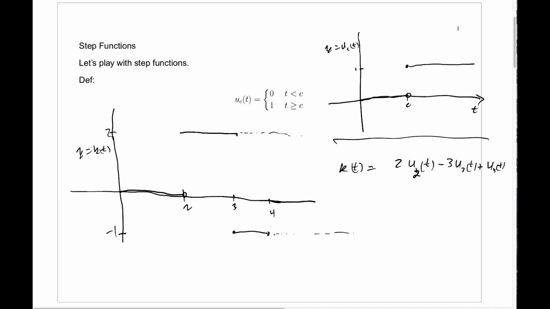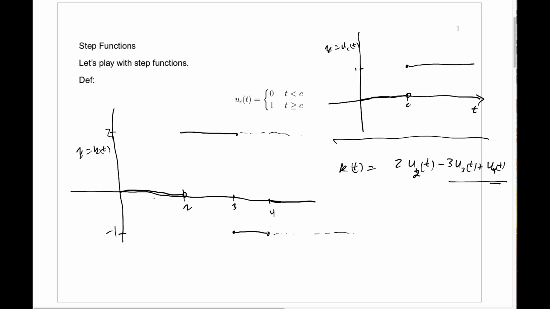So now I'm done, because now we see that this function is 0 until we get to 2, because all 3 of these are 0. Between 2 and 3, these last 2 terms are 0, and u sub 2 is 1, so k is 2 between 2 and 3. Between 3 and 4, this last term, u sub 4 of t, is 0. So between 3 and 4, I just have 2 minus 3, which is negative 1. And then after 4, all these terms are 0, and k is back to 0 again.